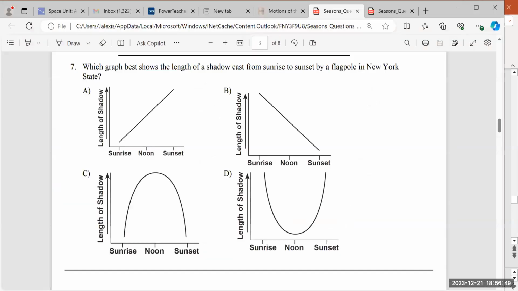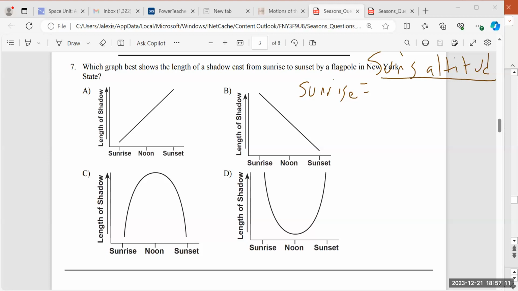So when I'm looking at number seven, I have to ask myself this question. When it is sunrise, what is the sun's altitude, right? What is the sun's altitude?